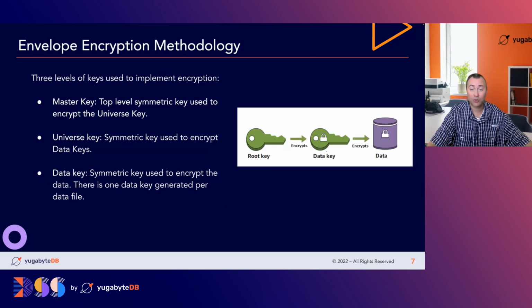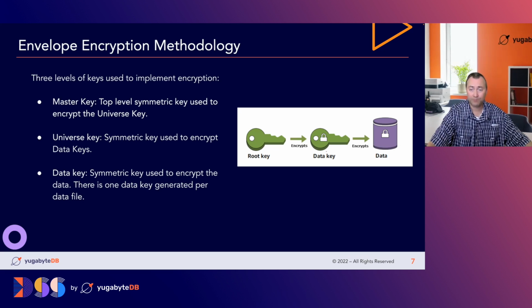YugabyteDB establishes 3 levels of encryption keys that are used in the process to implement cluster-wide encryption. Let's define the different types of encryption keys used in the process, and then we'll look at a diagram which visualizes the implementation of cluster-wide encryption.